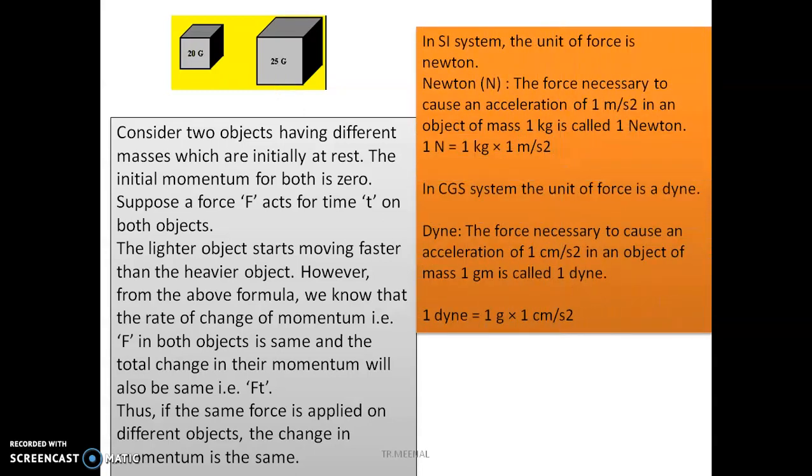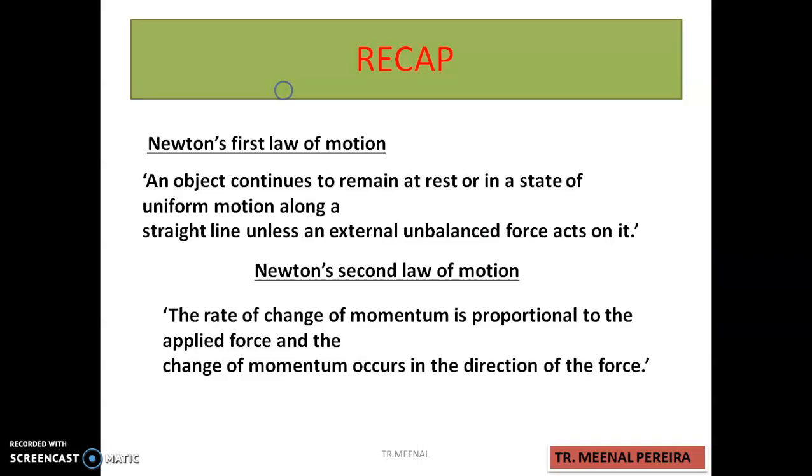In the SI system, the unit of force is Newton. Newton is the force necessary to cause an acceleration of 1 meter per second square in an object of mass 1 kg. In the CGS system, the force is dyne, and dyne is the force necessary to cause an acceleration of 1 centimeter per second square in an object of mass 1 gram.